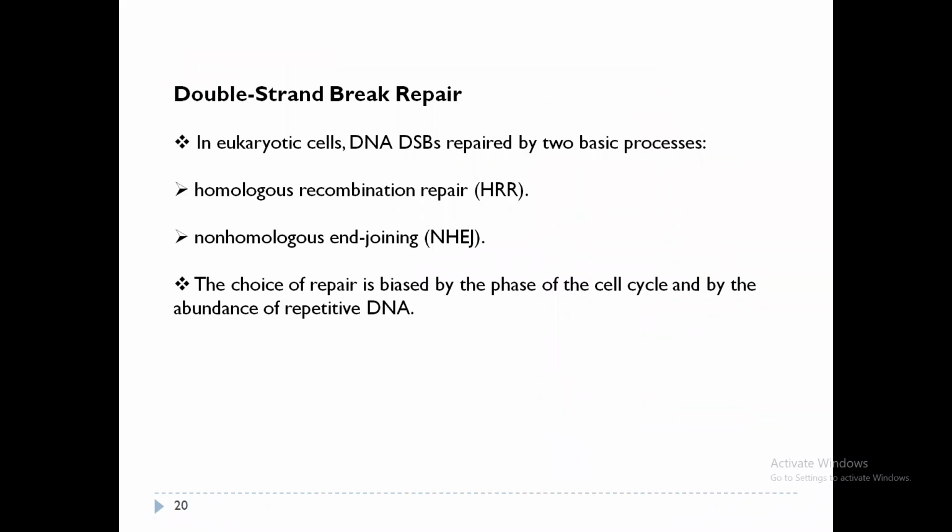Now the other repair mechanism is double strand break repair. In eukaryotic cells, DNA double strand breaks are repaired by two basic processes, homologous recombination repair and non-homologous end joining. The choice of repair is biased by the phase of the cell cycle and by the abundance of repetitive DNA.